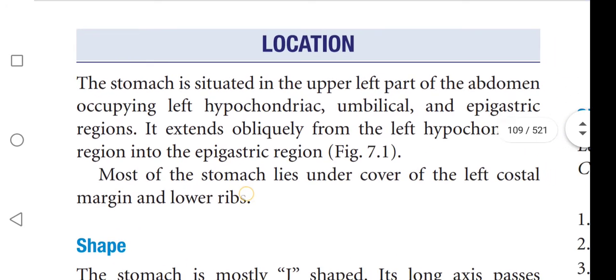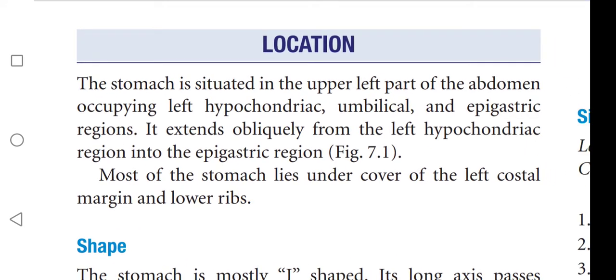Next, coming to the location. The stomach is situated in the upper left part of the abdomen, occupying left hypochondriac, umbilical and epigastric regions. It extends obliquely from left hypochondriac region into the epigastric region. Most of the stomach lies under cover of left costal margin and lower ribs.